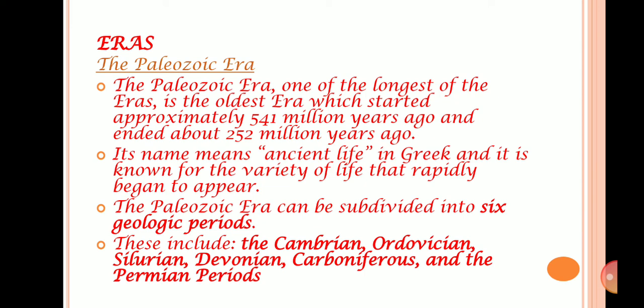The major orogenesis that occurred during the Paleozoic era are the Caledonian in the lower Paleozoic and the Variscan at the top of the upper Paleozoic, together with their accompanying granite intrusion and metamorphism.